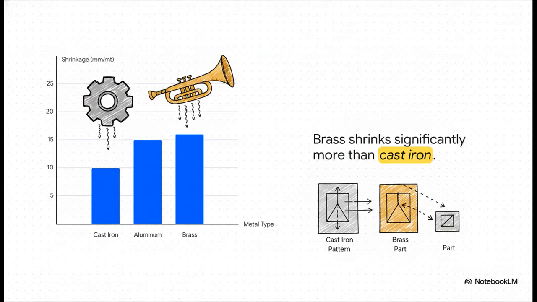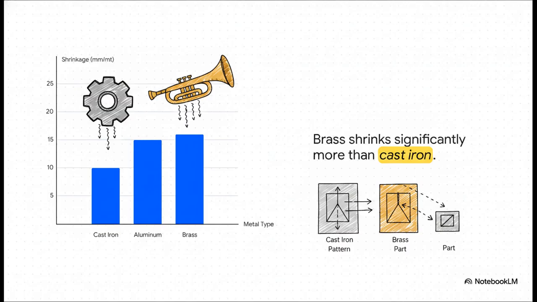And this brilliantly illustrates just how volatile different metals are as they cool down to room temperature. Just look at the variance here. Cast iron is going to shrink about 10 millimeters for every meter of length. Aluminum alloys are a bit more dramatic, shrinking 15 millimeters per meter. And brass?